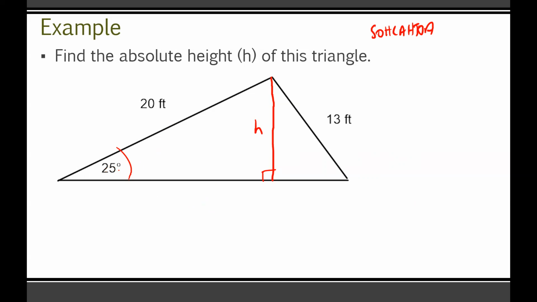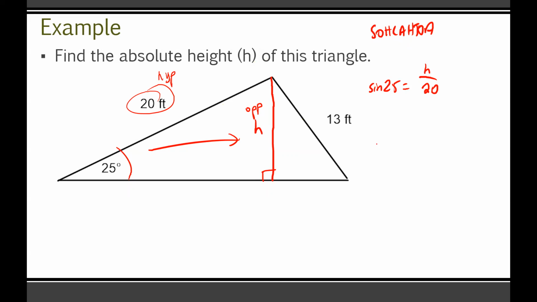So relative to this 25 degrees, our h right here is actually our opposite side, and 20 feet would be our hypotenuse. Opposite and hypotenuse from SOHCAHTOA would be sine. So we'll finish this off by saying sine of 25 degrees equals your opposite side, which is h, divided by your hypotenuse, which is 20. To solve for h, we just need to multiply by 20 on both sides. So 20 times sine 25.